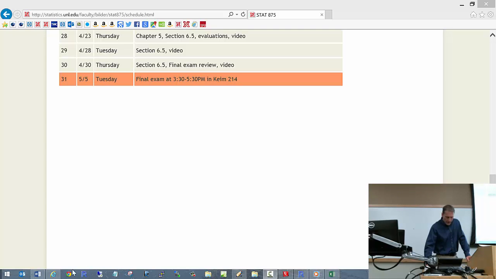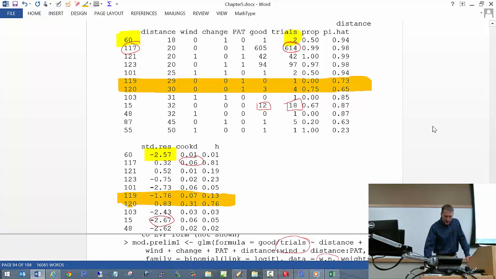Okay, so we were talking about the place-kicking data set once again. And what we were trying to do was find the best, let's say, overall model for it, including any important variables that might be needed, transformations, interactions, all that good stuff. And we had gotten to a point where we picked a model that included distance, wind, change, PAT, and then a distance by wind interaction and a distance by PAT interaction as well.